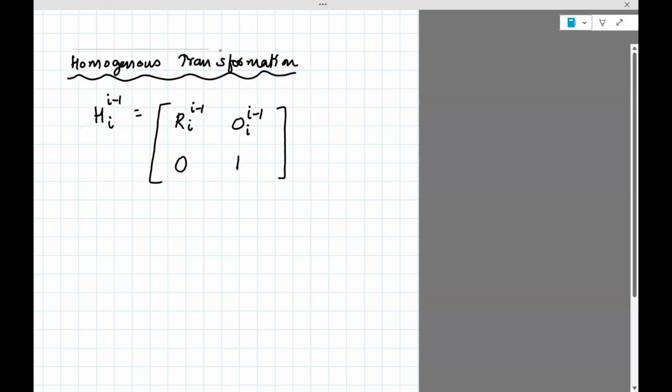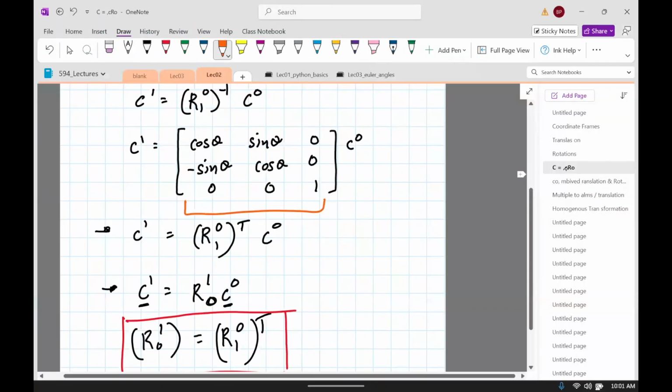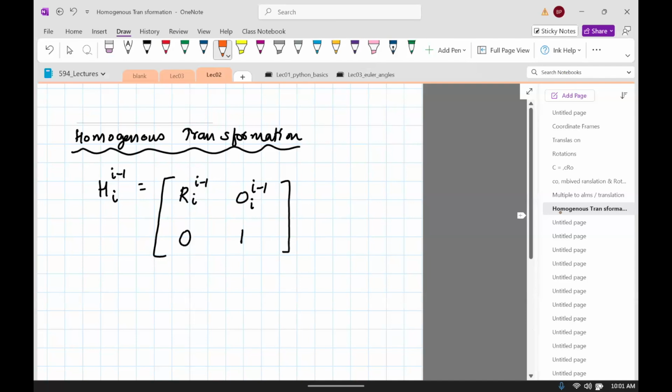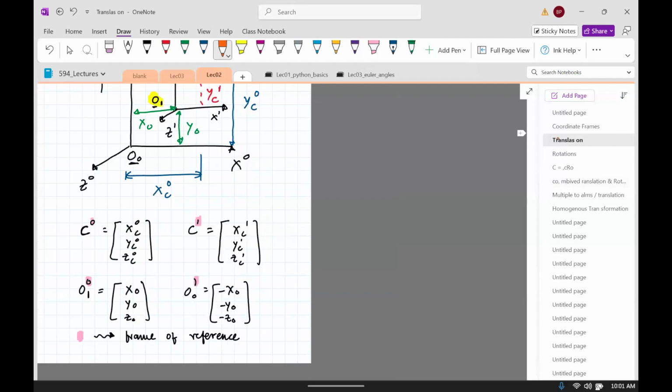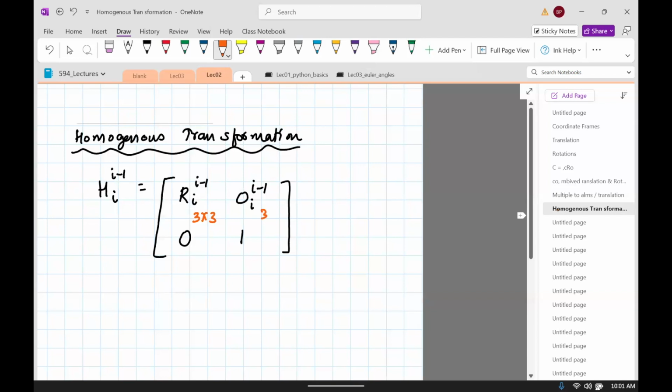So the rotation matrix is the same 3 cross 3 matrix. We wrote down a rotation matrix here, and that's 3 cross 3. The vector O is basically what we wrote down here. So this is the vector, a 3 cross 1 vector.